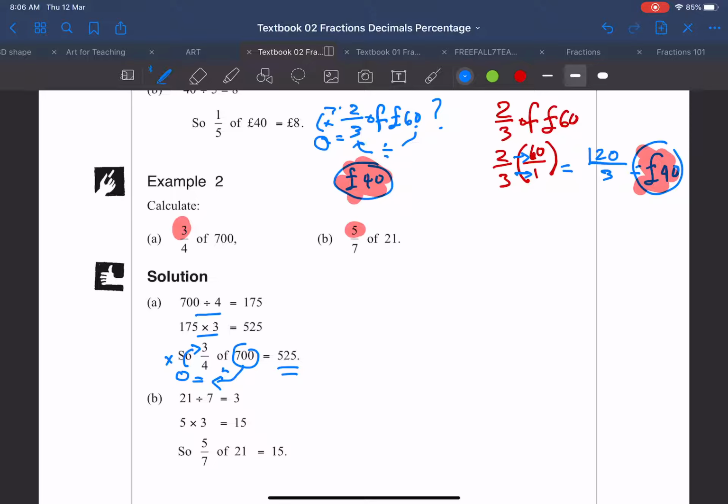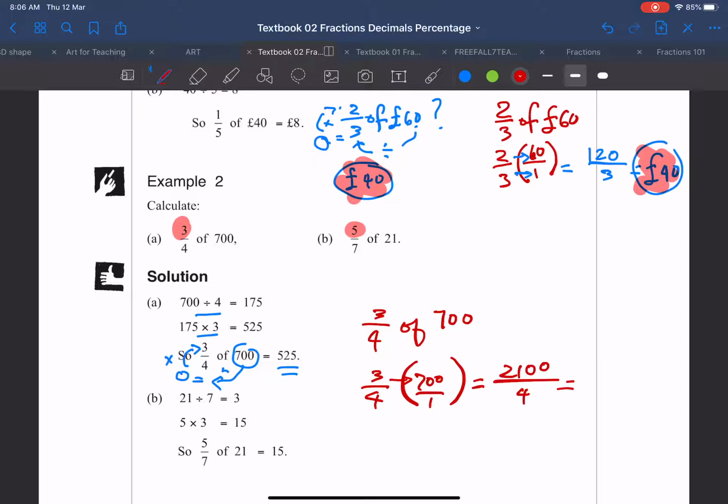So what about if we use this method? 3/4 of 700. So that is 3/4 of, multiply, 700 over 1. So you end up with 2,100 over 4, which gives you 525 as well. See? 525. So both methods work. Choose which one you find easier.